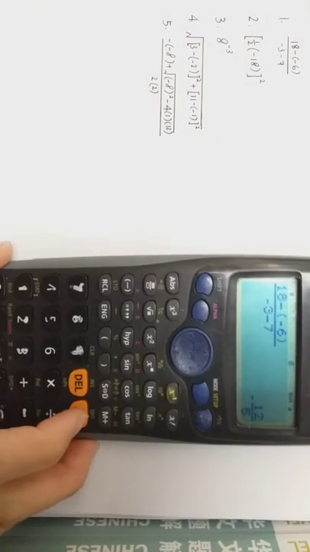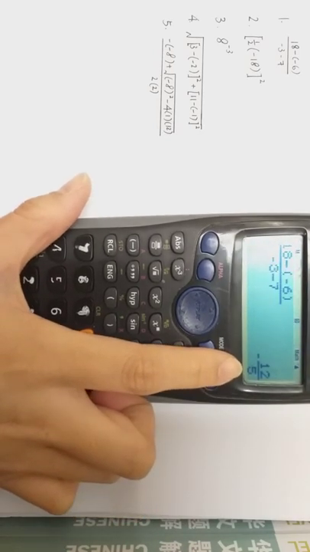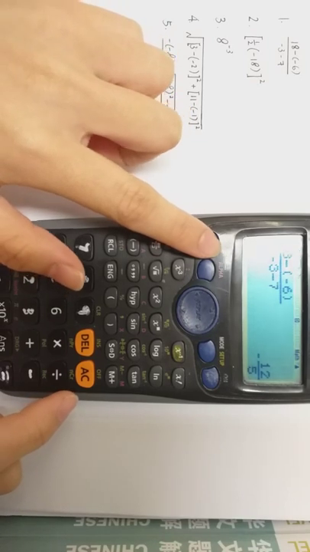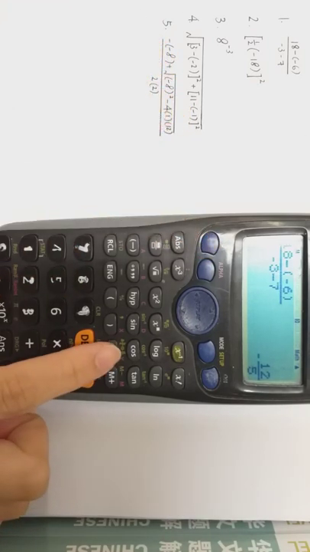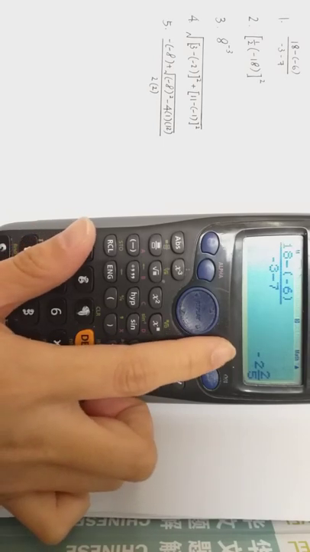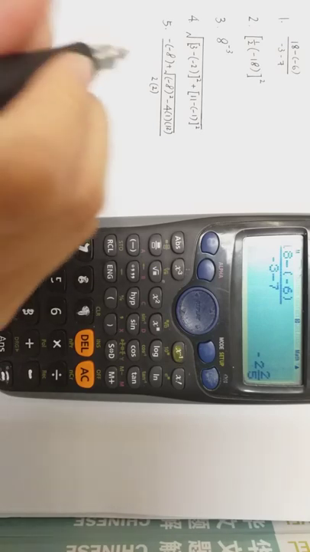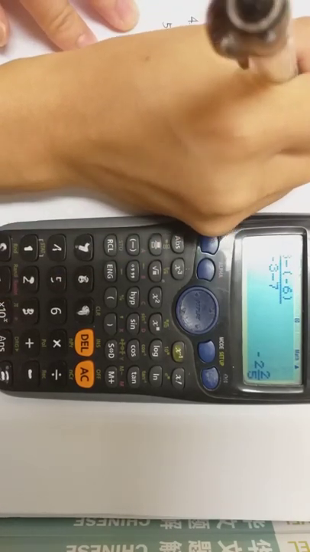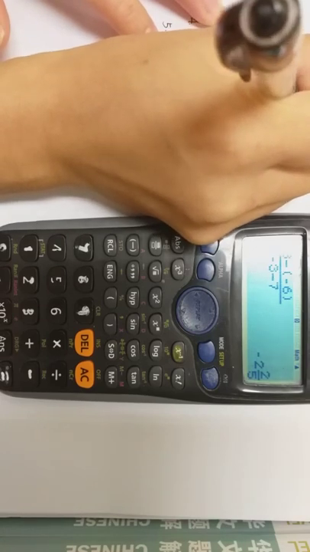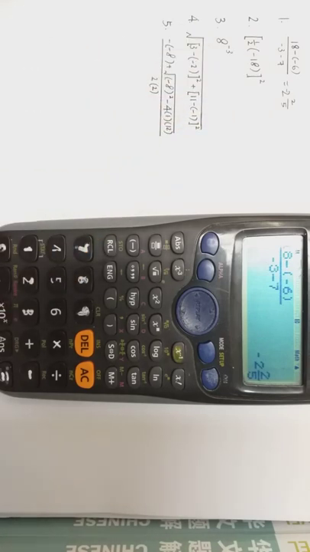So how do we use it? When we have our answer as an improper fraction here, we use the shift button at the top, and then press S to D, and it will convert to negative 2 and 2 over 5, which is our answer. So I'll write it here, equals negative 2 and 2 over 5. This is our final answer.